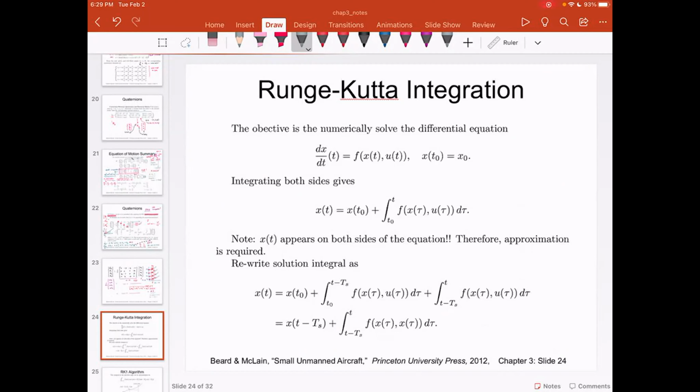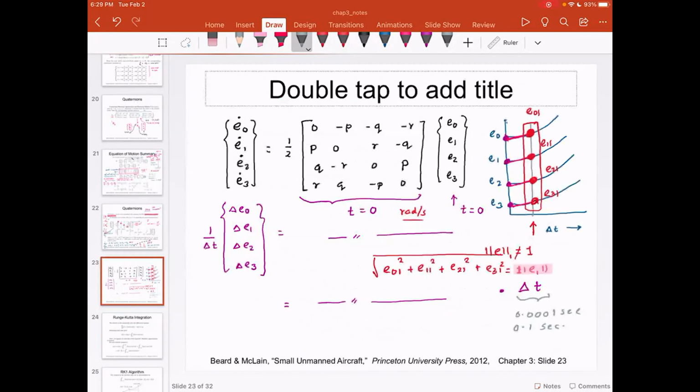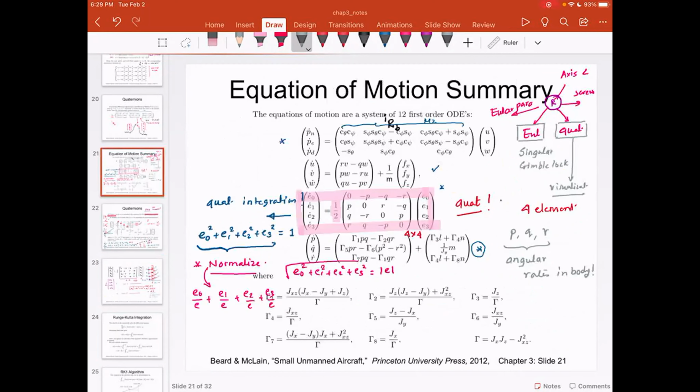So I'm going to show you the Matlab script. But before I go to Matlab, any questions on this integration? What we are trying to do is write the code to perform the quaternion-based integration.